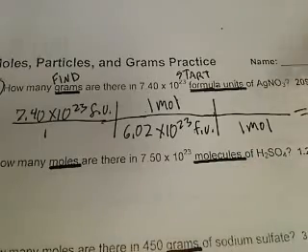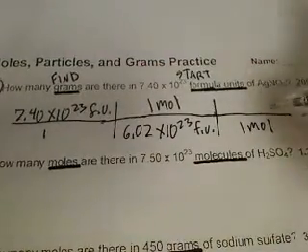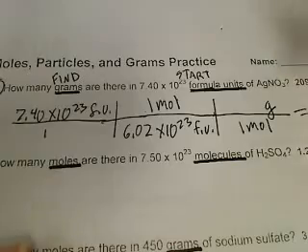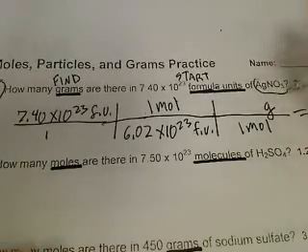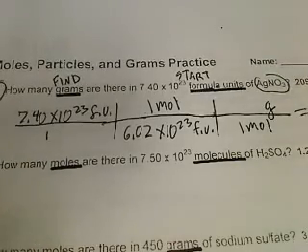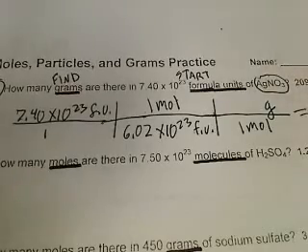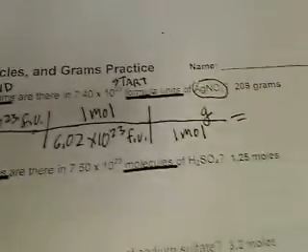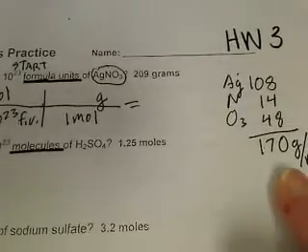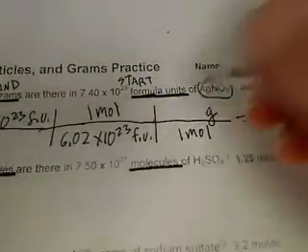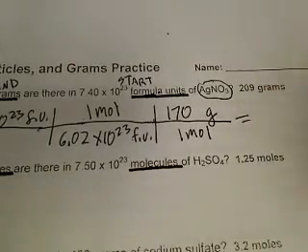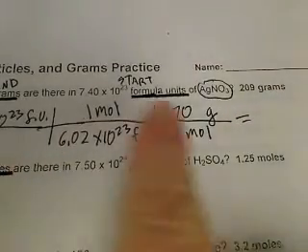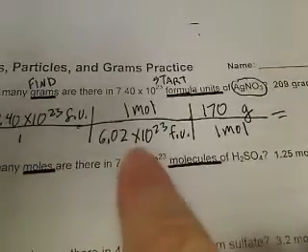What are we trying to find? How many grams? So we're going to put grams here. Grams of what? Well, this whole problem is about AgNO3. So that means that I need to find the molar mass of AgNO3, which we did over here. Remember, we found that it was 170. That's what goes here. Now I need to multiply the top numbers and divide by the bottom.